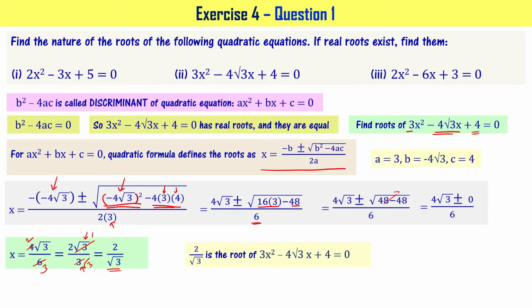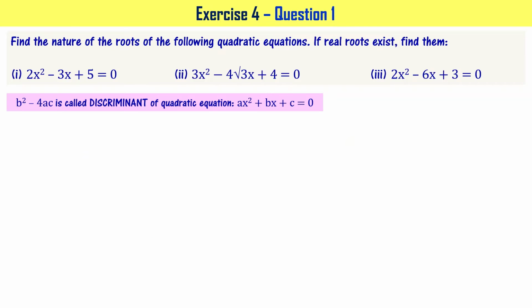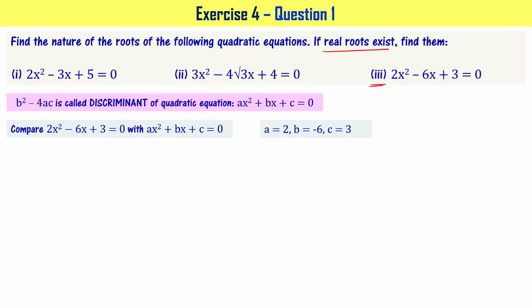Now let's look at the third part of the problem. First, we have to find whether real roots exist for this equation or not, right? To do that, we have to find the value of b square minus 4ac. Let me first compare the given equation with ax square plus bx plus c, such that I can say a equal to 2, b equal to minus 6 and c equal to 3, right? This is a, this is b, and this is c.